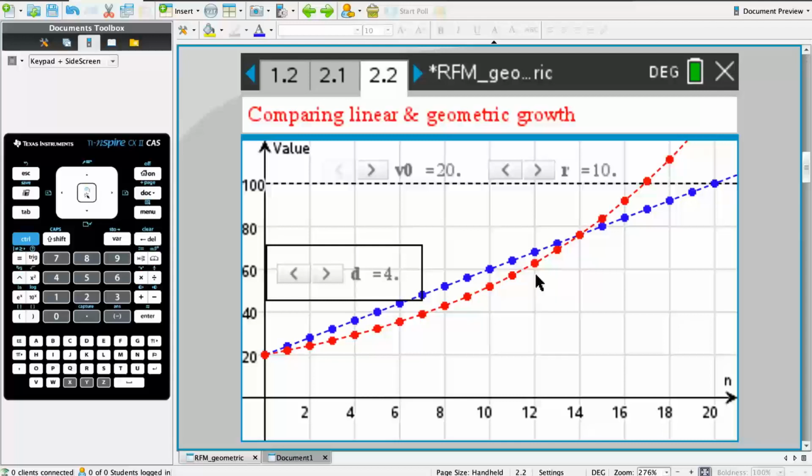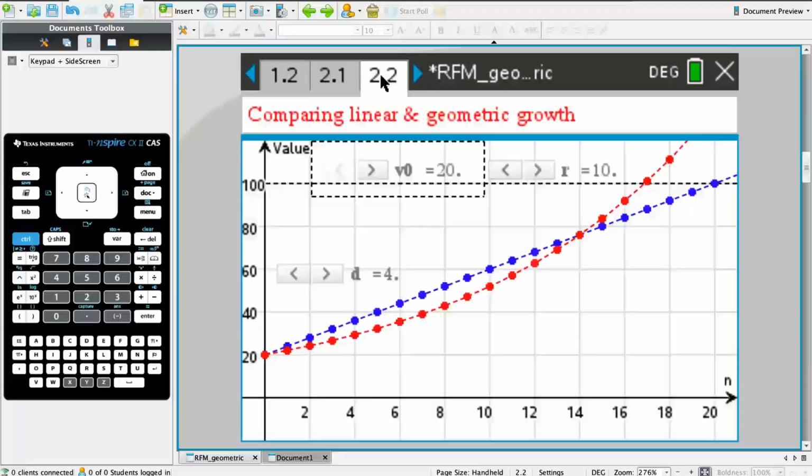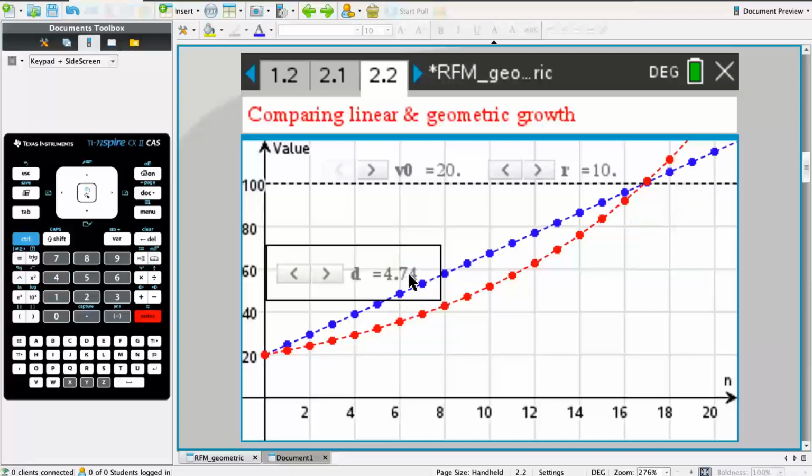So let's go back to our story now. And I hope that it's clear that to match that growth, but use a linear model, you'd have to say, I must rise 80 centimetres in 16.88 years, roughly. And that's where the answer 4.73757 comes from. So let's say 4.74. If I go back to the graph now and change this and make it 4.74, you can see that it reaches 100 centimetres at the same time, that is about 16.88 years.